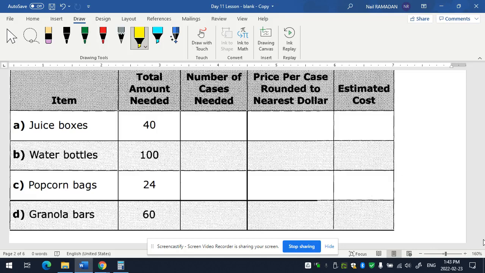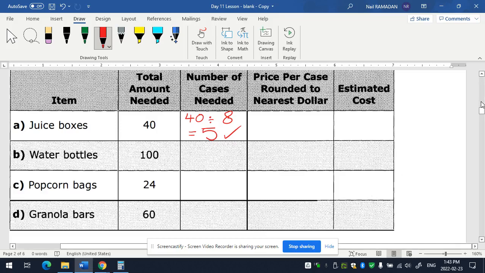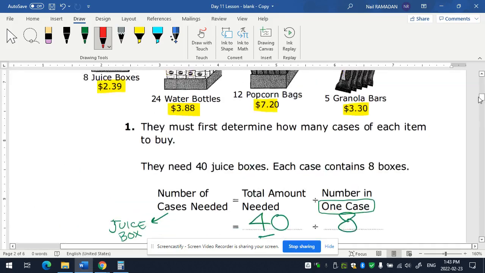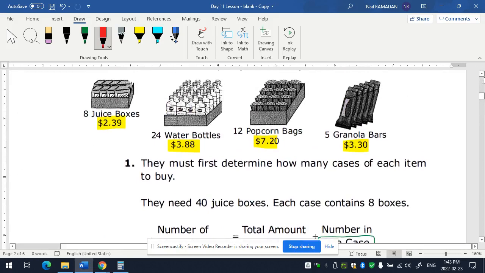So number of cases needed. Obviously, we did the first one. So let's quickly do the first calculation. It was 40 divided by, what was the number in the first page? 8. So that means they need 5 cases of the juice boxes. All right, done. Let's look at the water bottles. We have to go to the first page. So let me just go up. Water bottle. Apparently, they need 100, but each water bottle case contains how many?